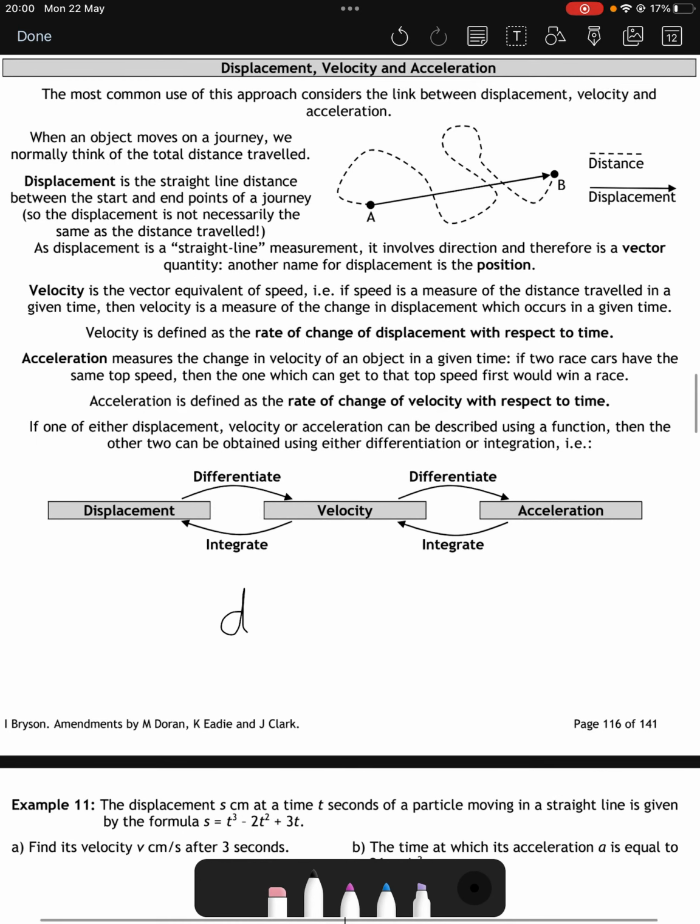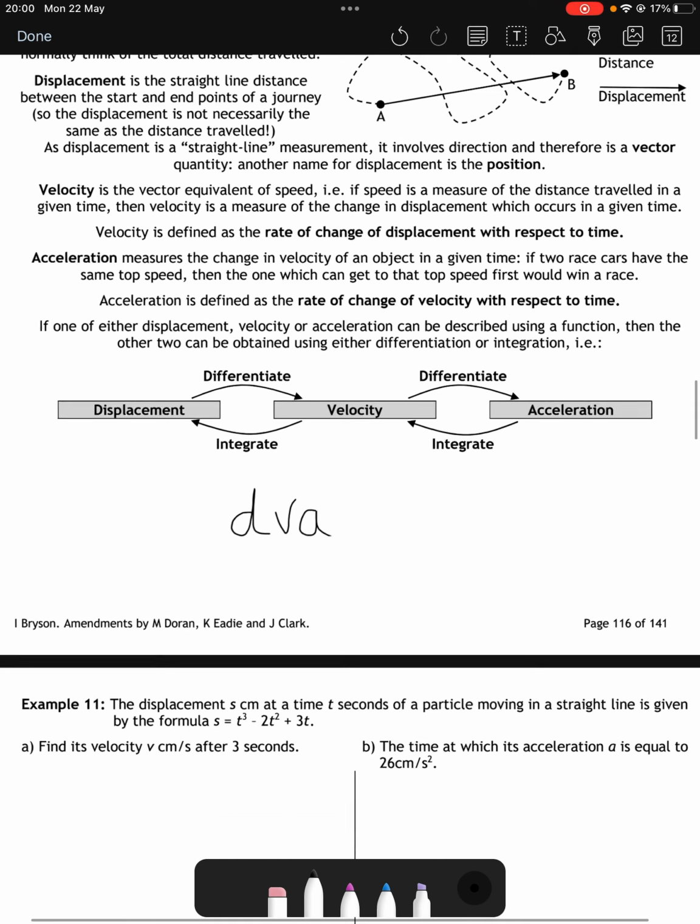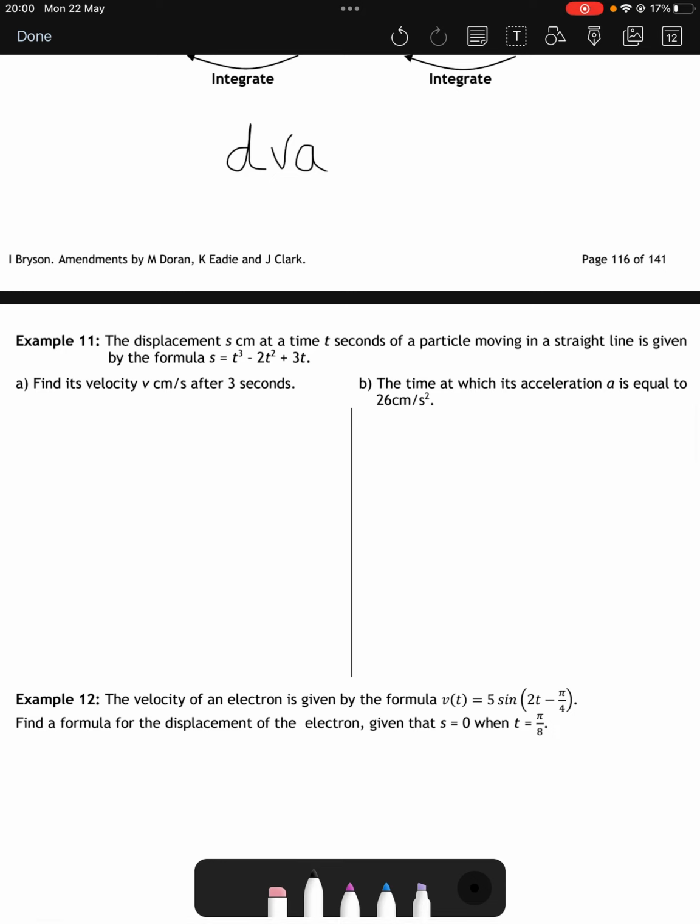So the way to remember it is dVA. Okay, displacement, velocity, acceleration, we differentiate. Going back the other way, we are going to integrate. The vector equivalent is all about the actual distance itself, plus the position, plus the direction that it is going in.